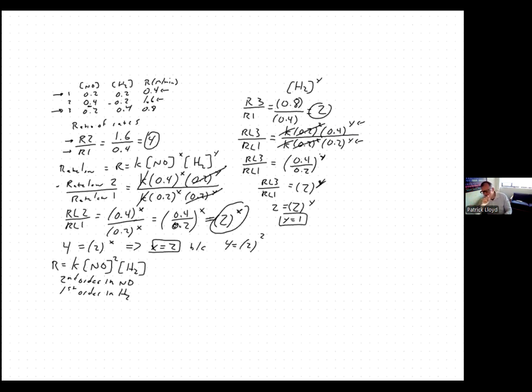Now there's one more thing to do, which is to find the value of the rate constant. So I'm going to do that right here. The way I'm going to do that is I'm going to come back to the rate law. Here's your rate law. Actually, let's use this one right here. If I want to find k, I would just take R, which is on the left side, and then divide that by all the other terms on the right side. NO squared.